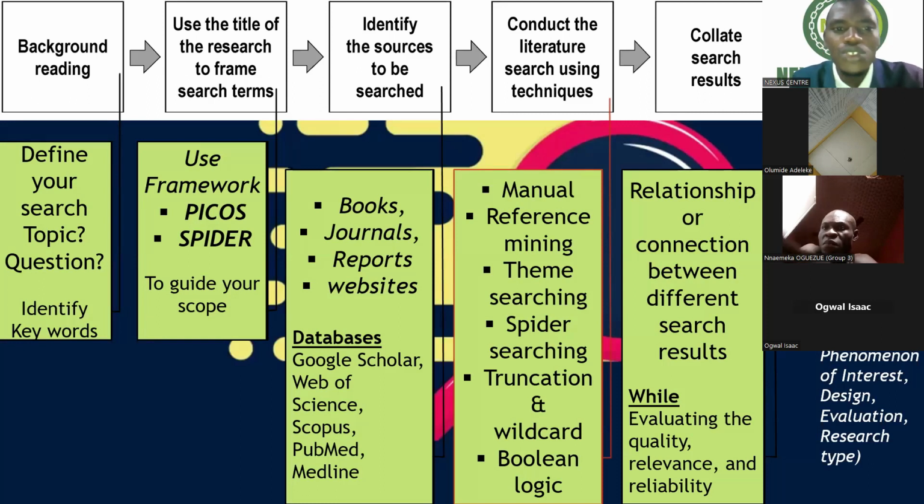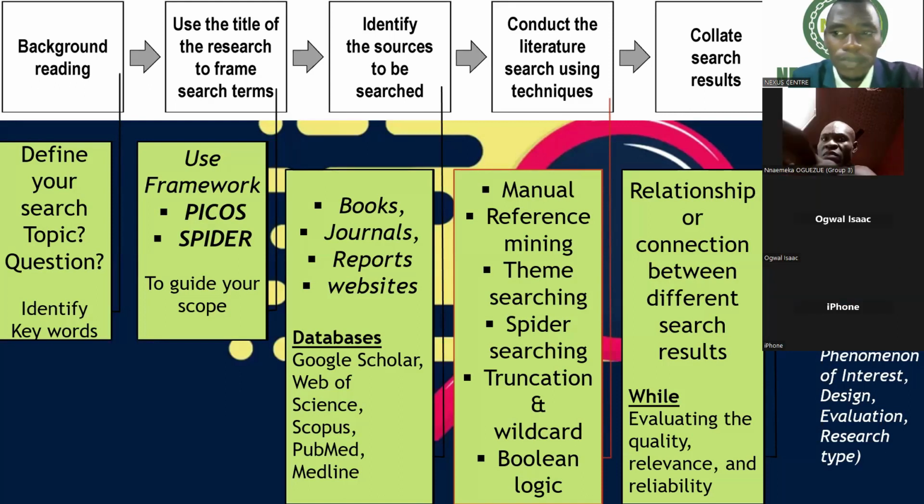So the next step is you use the title of the research, or rather the keywords. Actually, I prefer using the word keyword. You pick out the keywords and then you feed them into the PICOS framework, or what we call the SPIDER framework. The PICOS framework, I don't know whether you've heard about it, is an abbreviation for population, intervention, comparator, outcome. It's written as PICO.